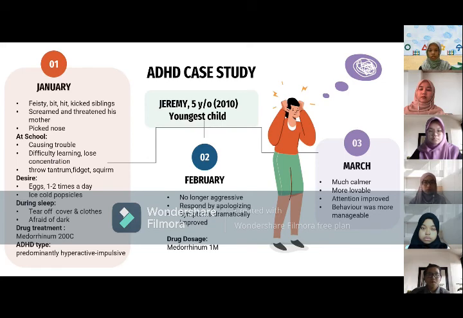So on March 13, 2010, he came in and the potency eventually went up to Medorrhinum 1M when he was no longer improving on the 200C. He was much calmer, and many of his symptoms continued to improve, including being less aggressive and much more lovable than before. Even though his behavior was much more manageable, he still had moments of being really stubborn.